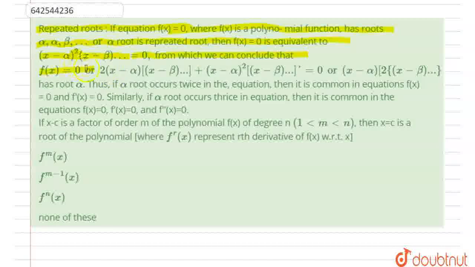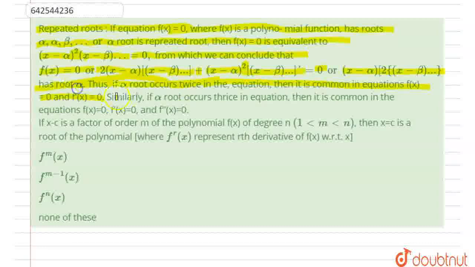If f(x) = 0, then x - alpha would be equal to 0, and alpha is a repeated root of f(x). Now if you just differentiate f(x), that is f'(x) would be 2 times (x - alpha) times (x - beta) and the entire product, plus (x - alpha)^2 times the entire product, equals 0, from where we can take (x - alpha) common, and that would make alpha a root of f'(x). Thus if alpha is a root which occurs twice in the equation, then it is common in equations f(x) and f'(x).